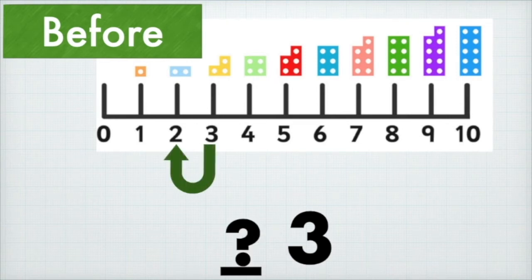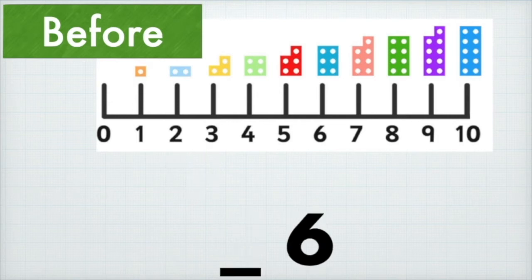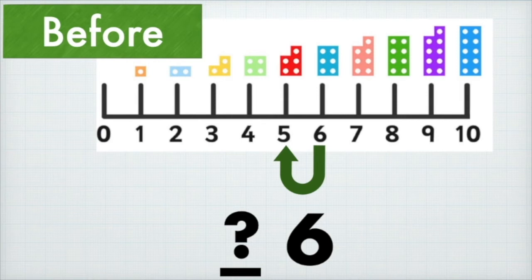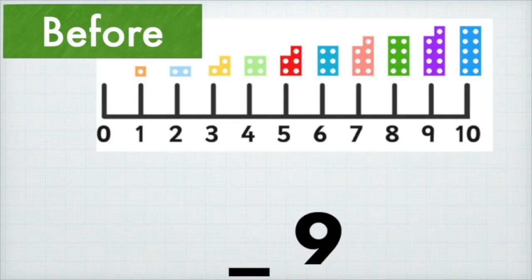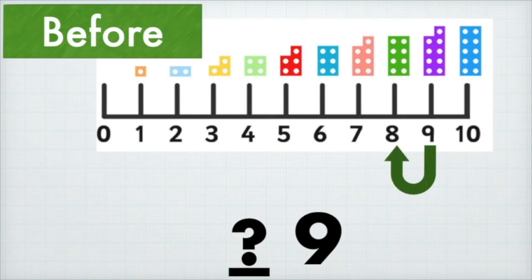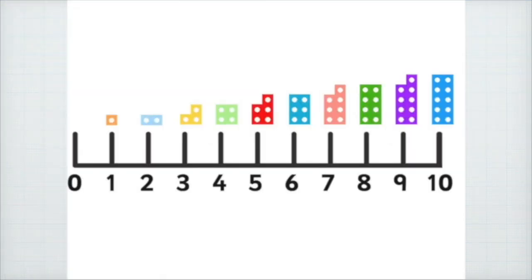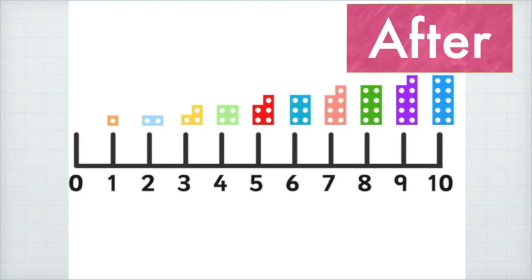This is number 3. What is before 3? Correct. Number 2. This is number 6. What is before 6? 5. Very good. This is number 9. What number is before 9? 8. Good job.